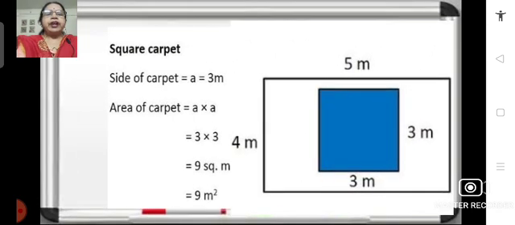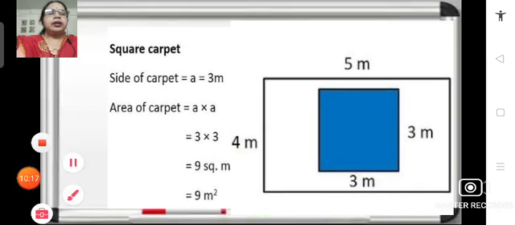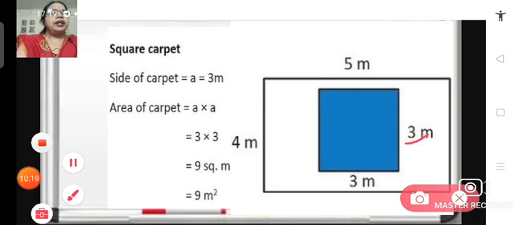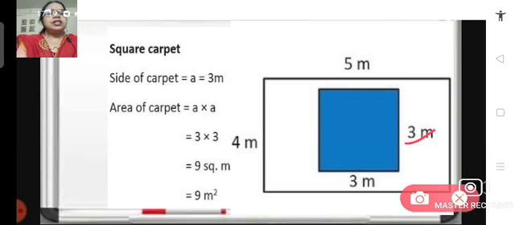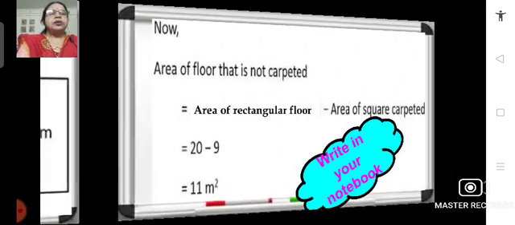Now we have to find the area of the square carpet. The square carpet is of side 3 meters. So what will be the area of this carpet? It will be A into A or side into side, isn't it? And each side is 3 meters. So it will be 3 multiplied by 3. So 9 square meters will be the area of the square carpet. Please note down this step also.